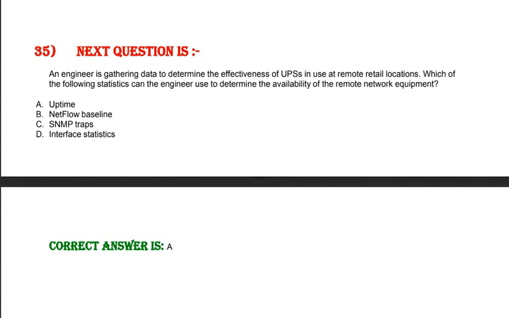Question is, an engineer is gathering data to determine the effectiveness of UPSs in use at remote retail locations. Which of the following statistics can the engineer use to determine the availability of the remote network equipment? Option A, uptime. Option B, net flow baseline. Option C, SNMP traps. Option D, interface statistics. Correct answer is option A.